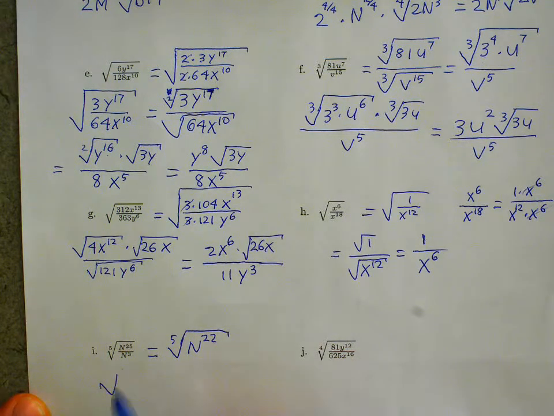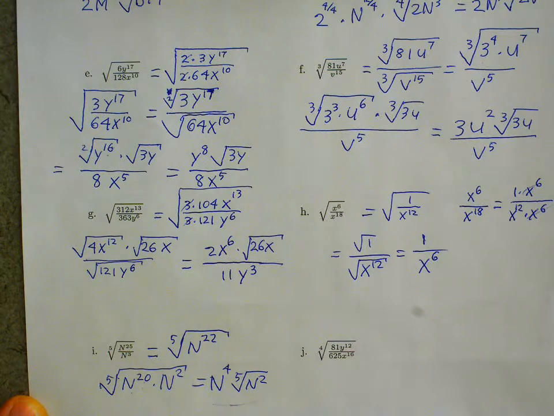So we can rewrite this as the 5th root of n to the 20th times n to the 2nd. And the 5th root of n to the 20th is n to the 20 divided by 5, or n to the 4th. And we multiply n to the 4th times the 5th root of n to the 2nd. So that is our final result.